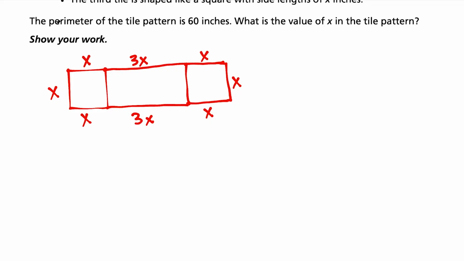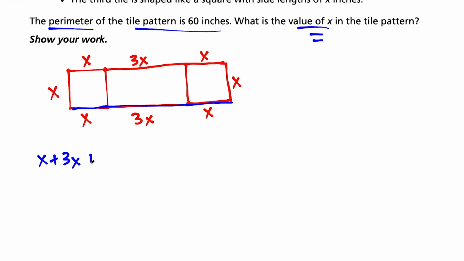So now for the actual question, we have the perimeter of the tile pattern is 60 inches. We want to know what is the value of X in the tile pattern. So for the perimeter, we're just going to be focusing on the outside of this shape here like this. So going across and all the way around like this, we're going to have X plus 3X first. So I have X plus 3X. Let's make that a little bit neater. So we have X plus 3X. And then we're going to add another X. So we have plus X.